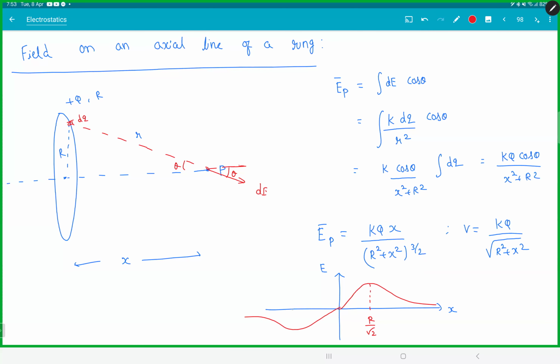So the graph will look like this. You get maximum values at two positions, R by root 2 and minus R by root 2. Remember, that was a Mains question: find the point on the axial line with the maximum field, R by root 2. The graph and the results are more important. You can note it down. That is how the graph will look. On the right hand side the field is i cap, on the left hand side the field is minus i cap.